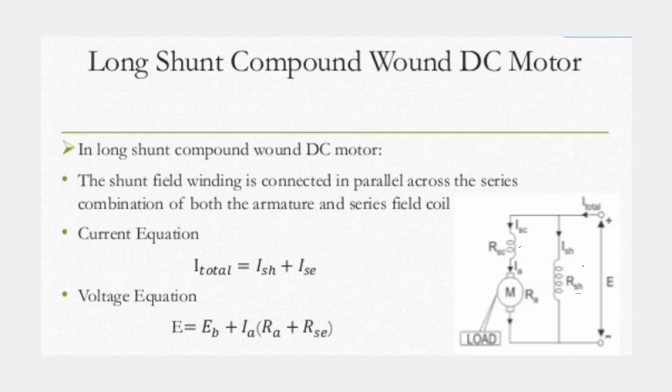Here the current equation will be: the total current, or we can consider it as the load current, will be equal to the summation of both the shunt field current and the series field current. The corresponding armature current will be equal to the series field current. Whatever current flows through the armature will be equal to the series field current. So the number of turns in the series field winding will be less and the thickness of the winding will be more. We discussed the same thing in the DC series motor itself also.